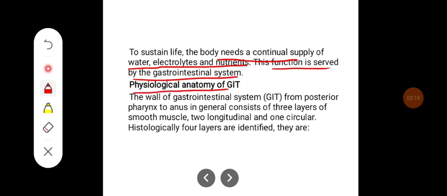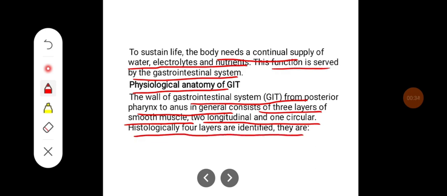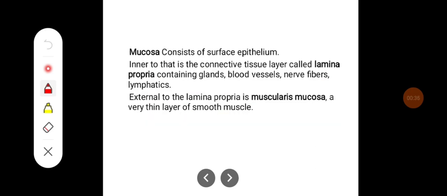You see physiological anatomy of GIT. The wall of GIT from posterior pharynx to anus in general consists of three layers of smooth muscle, two longitudinal and one circular. And histologically, four layers are identified, and they are mucosa, which consists of surface epithelium. Inner to that, there is a connective tissue layer called lamina propria containing glands, blood vessels, nerve fibers, lymphatics.